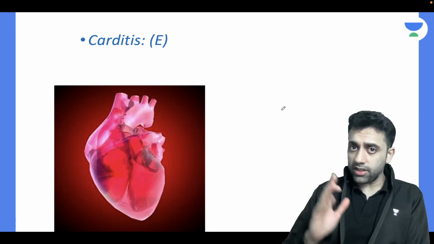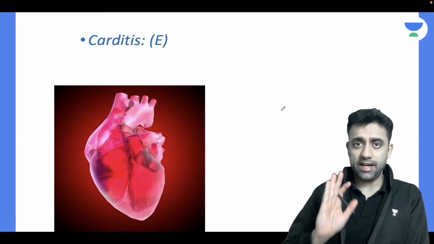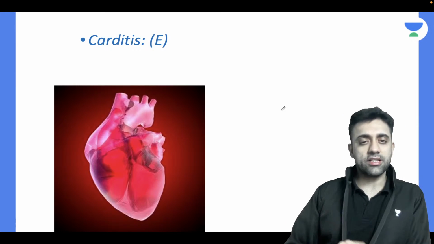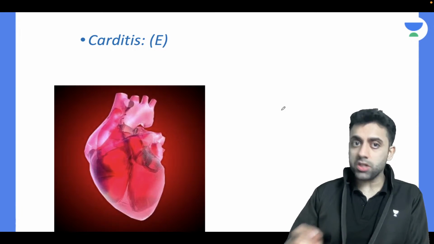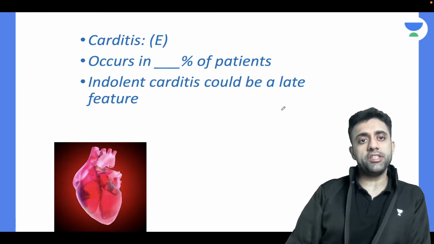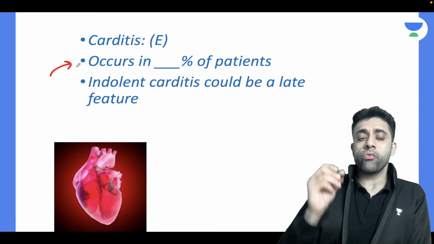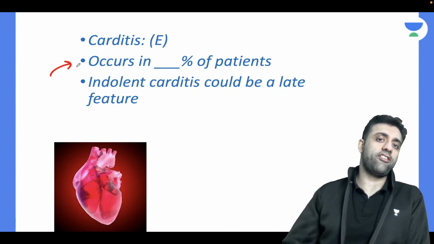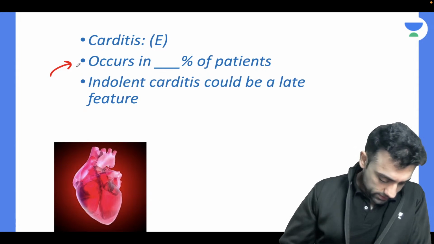Now, very good points. Carditis. The first point of the major criteria was carditis. Before we used to say pancarditis, now it is just carditis. Itis means inflammation, card means heart, inflammation of the heart. Most importantly, PG entrance question number one: carditis basically occurs in how many percent of patients? What do you think?